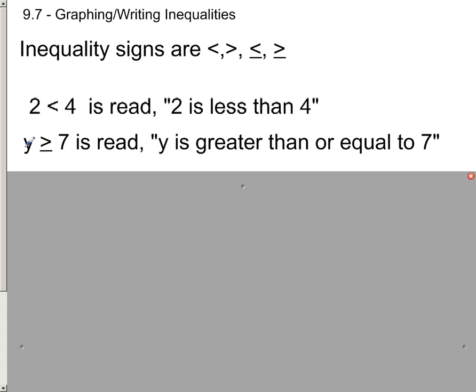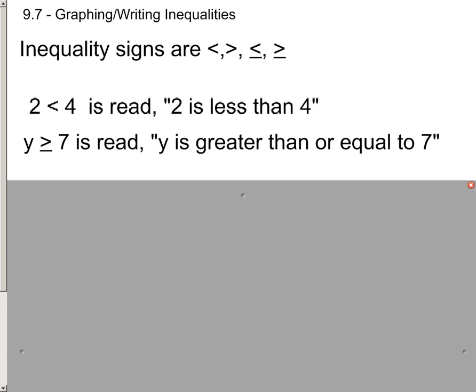We can put variables into these inequalities now. We can say that any number y, an unknown number y, is greater than or equal to 7. So we know that it could be bigger than 7, or at least it's 7, but it will not be like -6, or 5, or 4. It's got to be bigger than 7, or at least equal to 7.